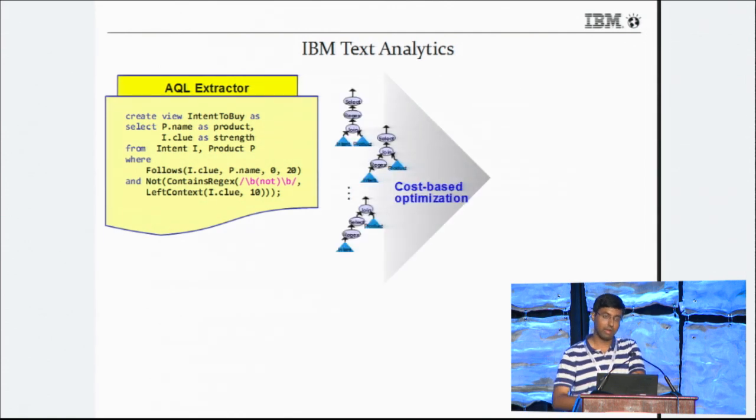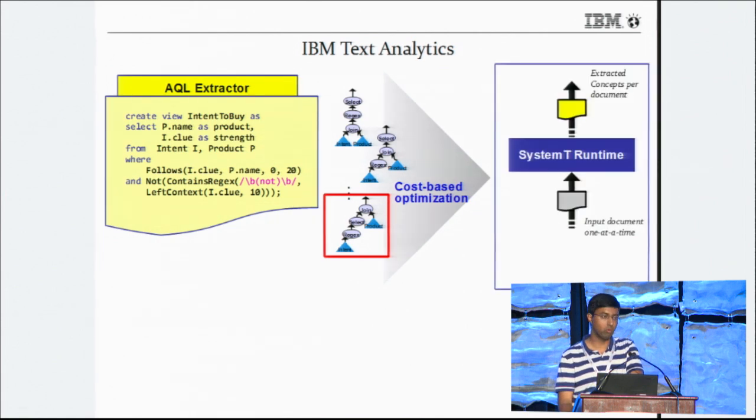This extractor then gets compiled into a bunch of execution plans. Our optimizer uses a lot of optimization strategies under the cover to pick the most optimal one from the sample space, and then it feeds it through an efficient runtime, which basically looks at one document at a time. So you're effectively doing local analysis where you're applying the chosen execution plan on top of a document, and you're getting the extractions that you're after.